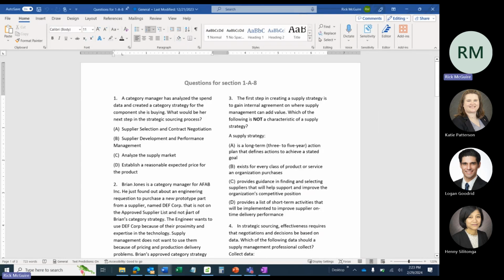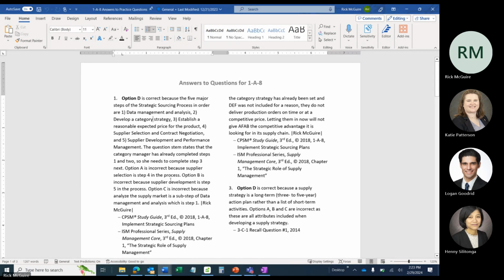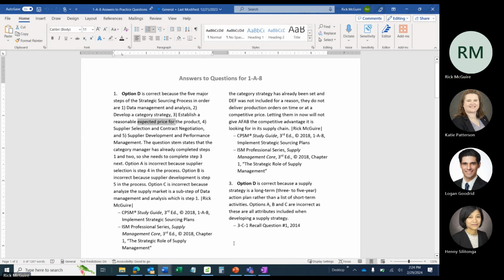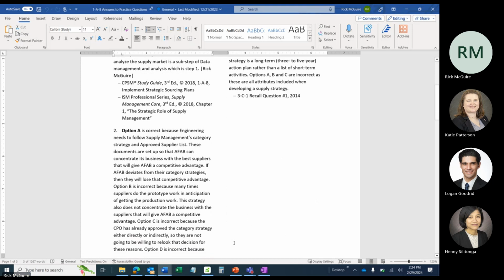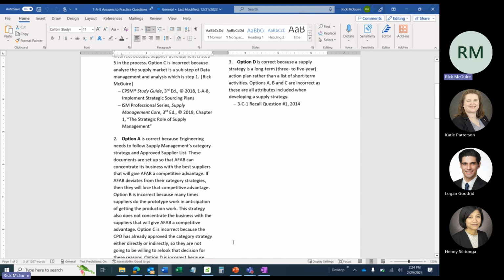Okay, let's go look at some answers. Number one is delta, because the 5 major steps of sourcing are data management analysis. And it said she just finished developing category strategy. So the next step would be obtaining a reasonable price. 2 is alpha. Engineering needs to follow supplier management strategy and the approved supplier list. They don't get to go rogue.